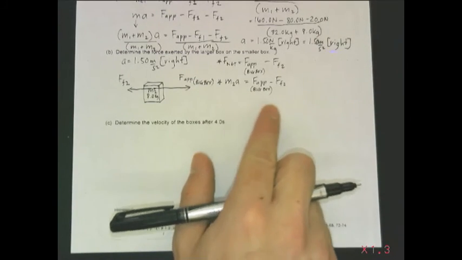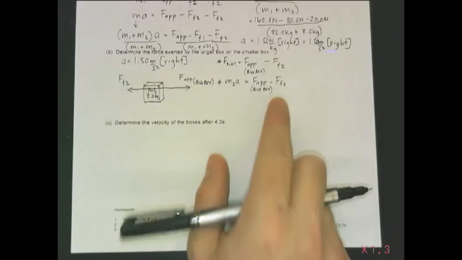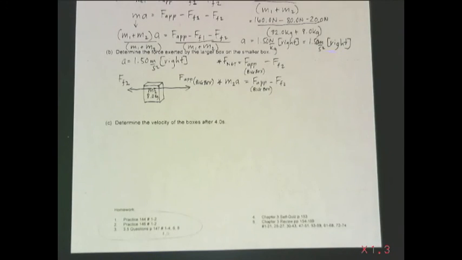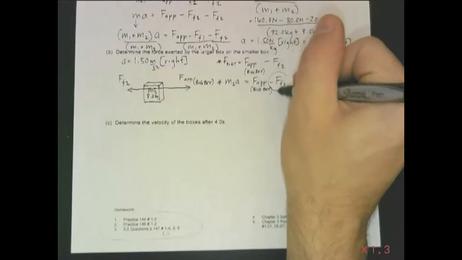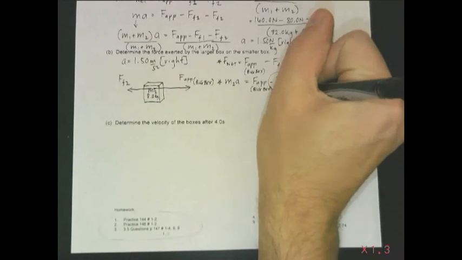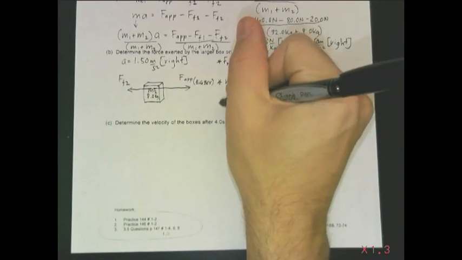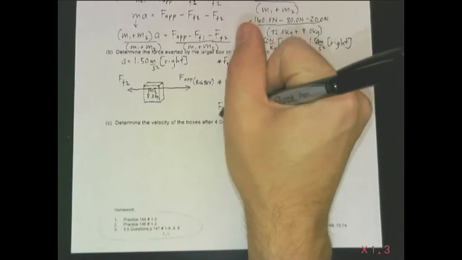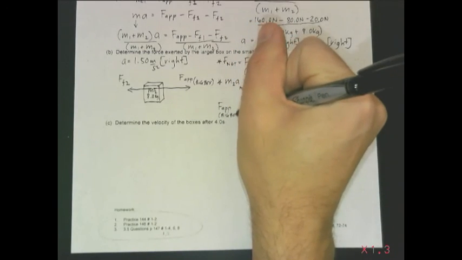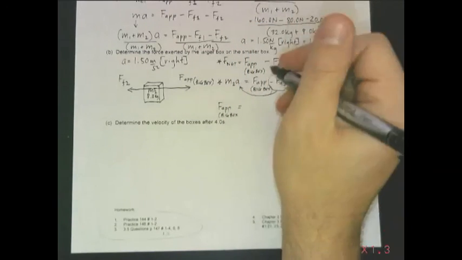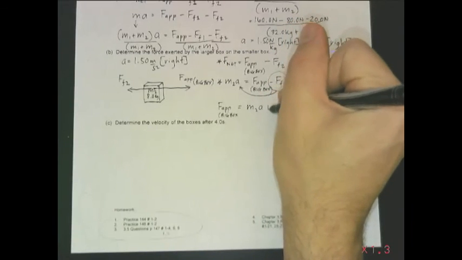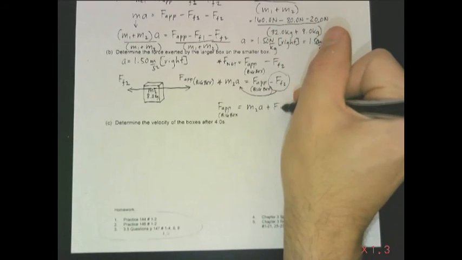Right now it is in this expression. In order to get it by itself, we have to shake everything else off. If we shake off this negative force of friction 2, bring it over the equal sign, its sign will change from negative to positive. So we're left with the force applied by the big box is equal to M2A plus the force of friction 2.